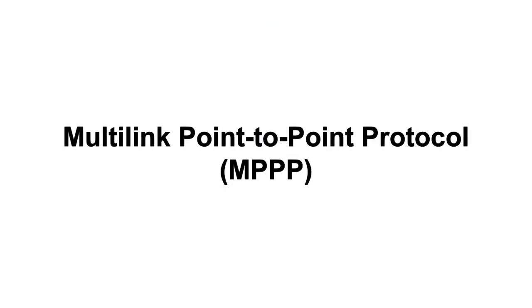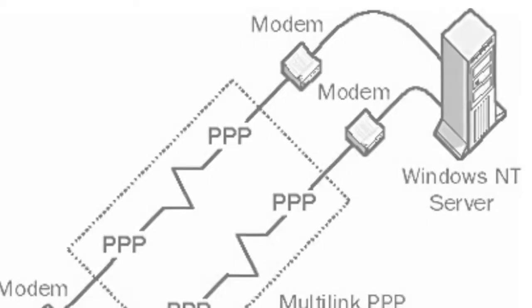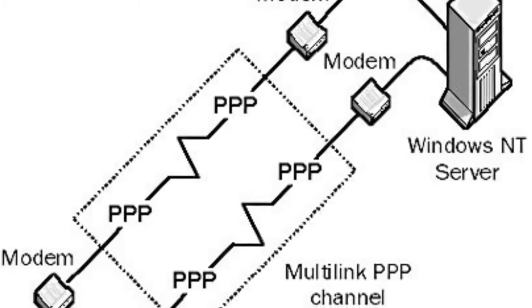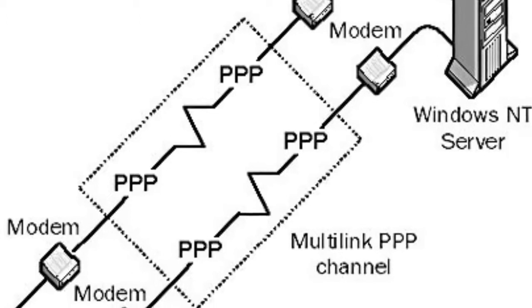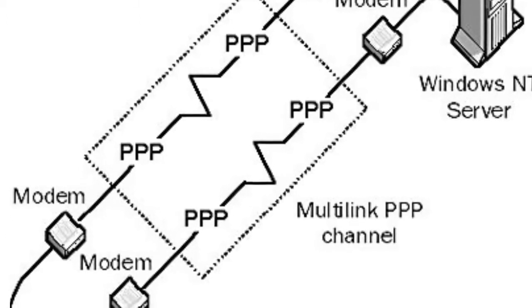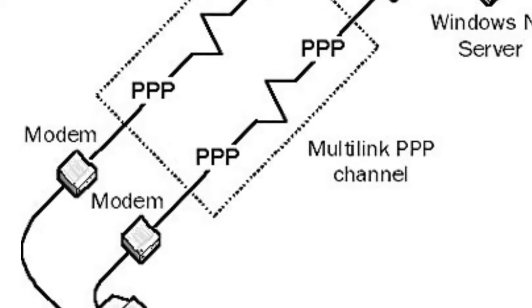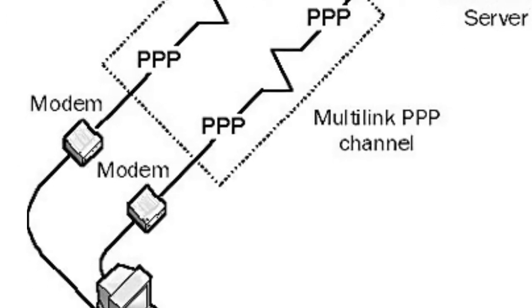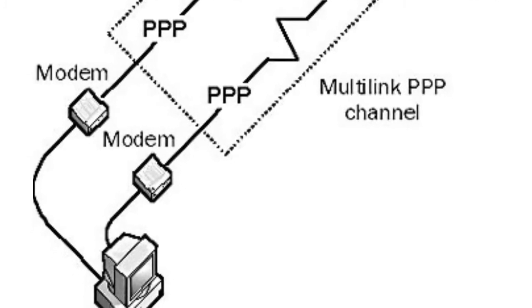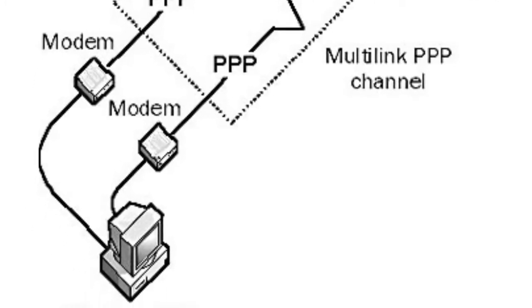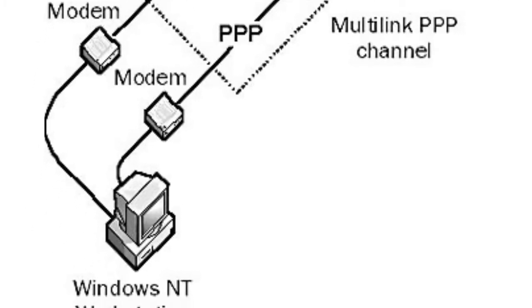Multilink Point-to-Point Protocol. Multilink Point-to-Point Protocol is a protocol for inverse multiplexing of point-to-point protocol communication links. It is an extension of the industry standard point-to-point protocol. MPPP can also be abbreviated as MP or MLP.